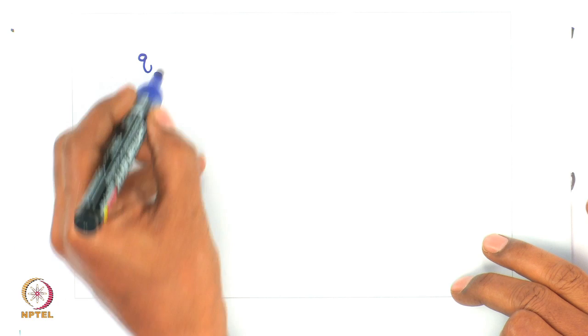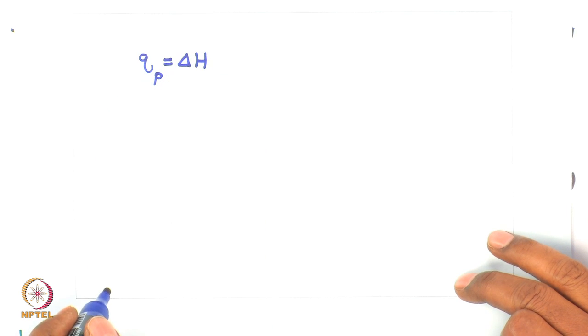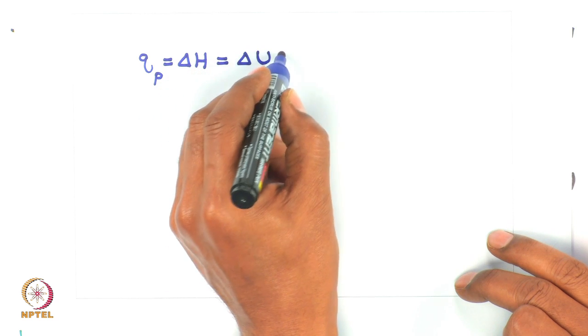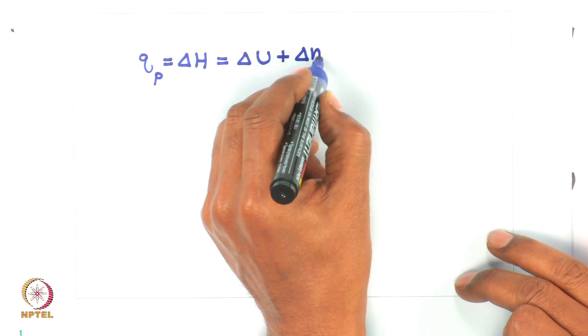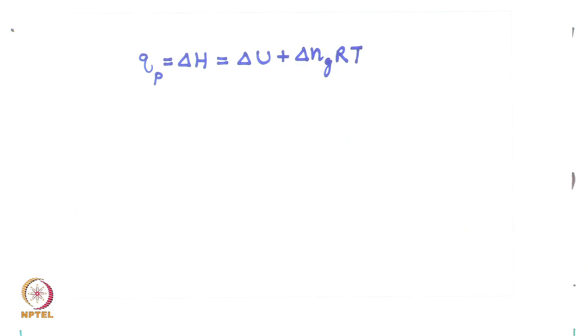The first part of the question, heat at constant pressure. We have discussed several times now that heat at constant pressure is equal to delta H, and delta H can be calculated from delta U plus delta Ng RT for a process which involves changes in the number of moles of the gaseous reactants and products.